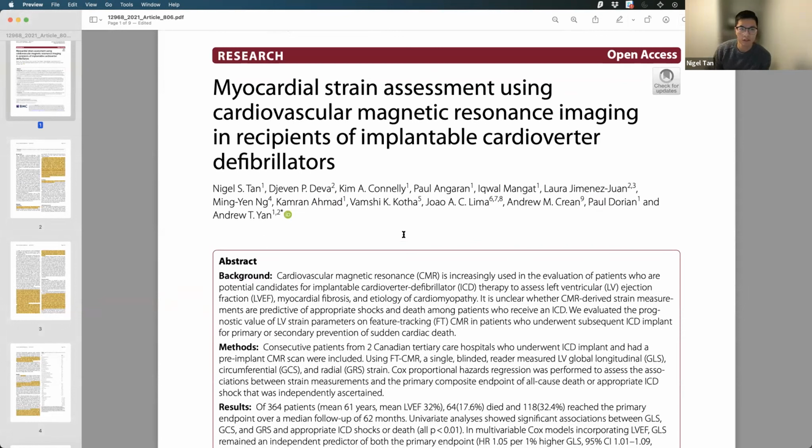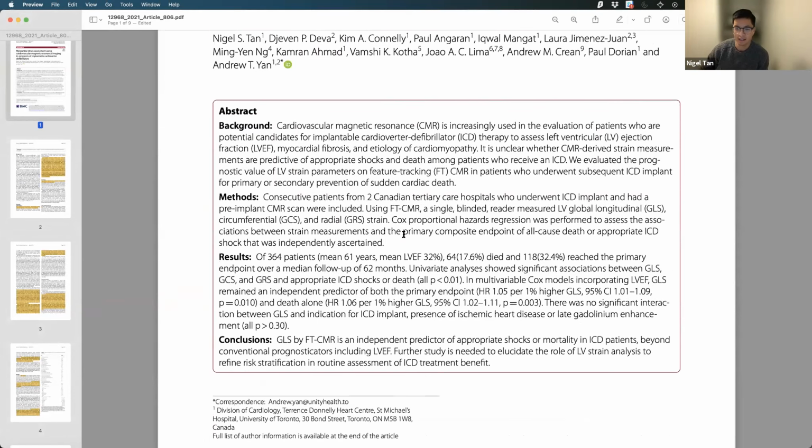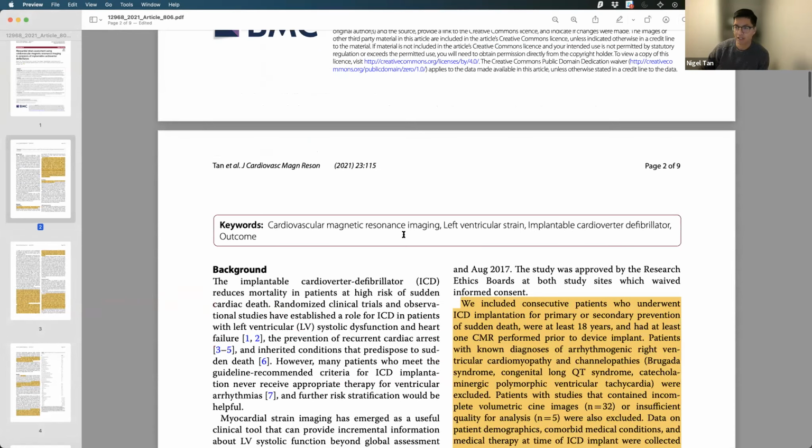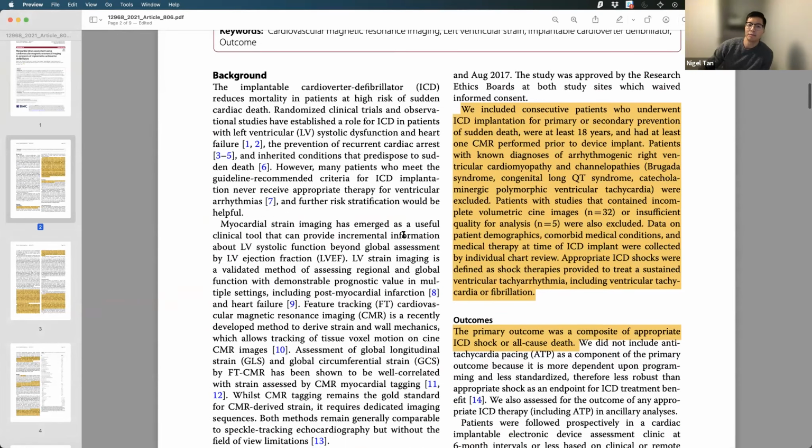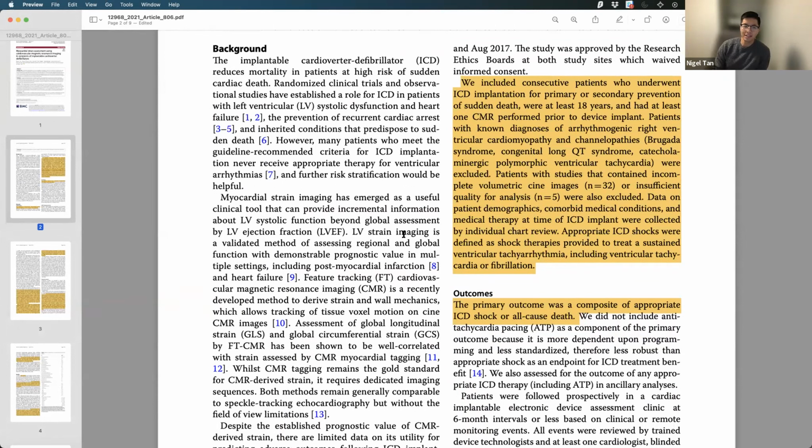So the topic that we published on was myocardial strain assessment using CMRI in recipients of ICD patients. And as you suggested, I'll just walk through the PDF, which covers the salient features. My background, as most of you know, is that the ICD has strong evidence through multiple randomized controlled trials in preventing sudden cardiac death in appropriate patients, but selecting who those patients are is an imperfect science, despite ample efforts at trying to identify independent risk factors for sudden cardiac death in susceptible patients.